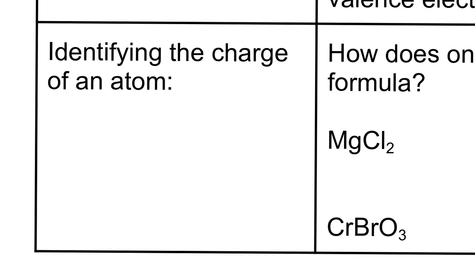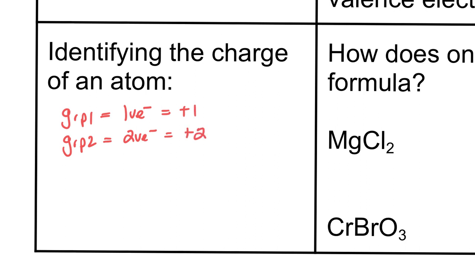We had previously identified that any element in group 1 is typically going to have one valence electron, and if it were to lose that electron, it would have a charge of +1. Any element in group 2 would have a similar trend, but here it would have 2 valence electrons, and if it loses those valence electrons, it would have a charge of +2.